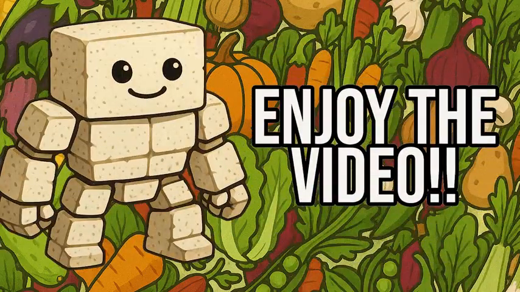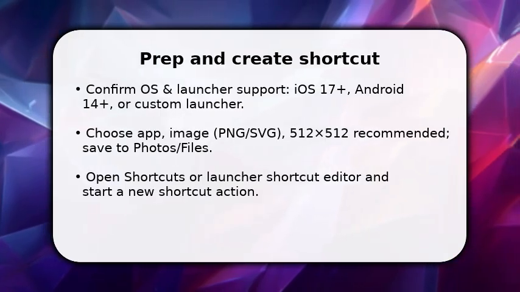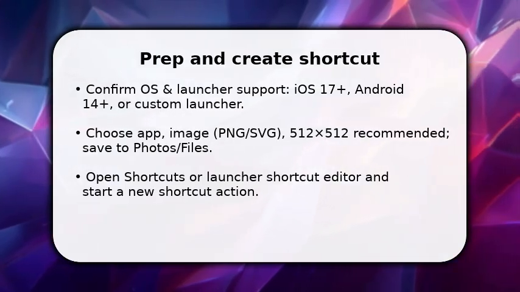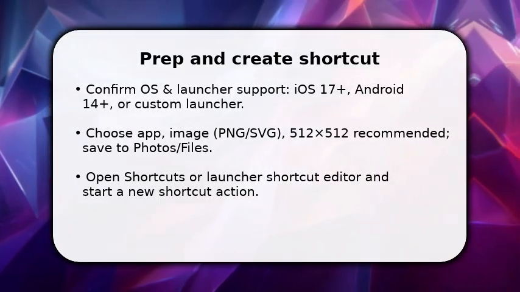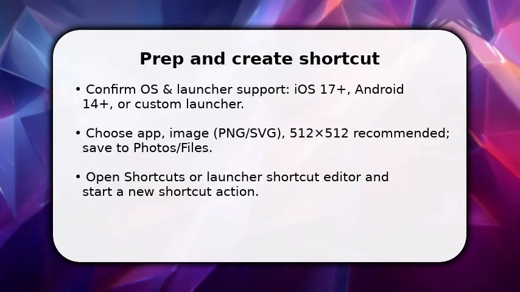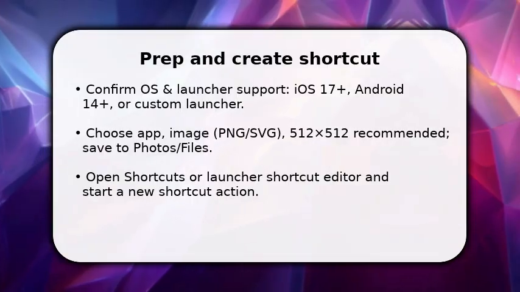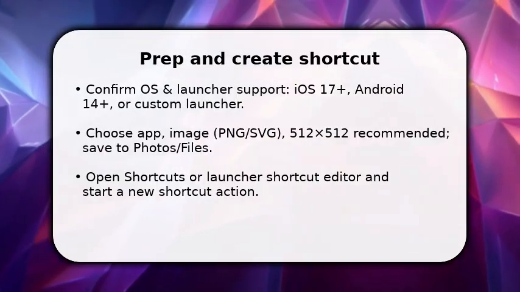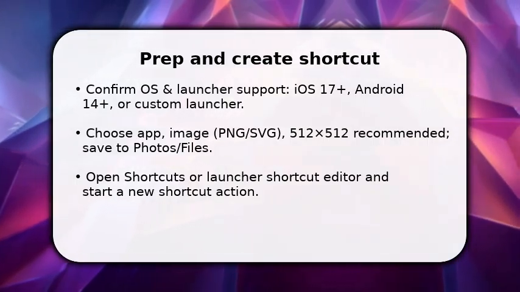Please enjoy the video. You'll begin by creating the actual shortcut and pointing it at the app you want to relabel. First, pick a square PNG or SVG around 512 x 512 and add it to Photos or Files so it's accessible. Then open Shortcuts (iOS) or your launcher's shortcut editor (Android) and create a new shortcut that launches the app's intent or URL scheme.